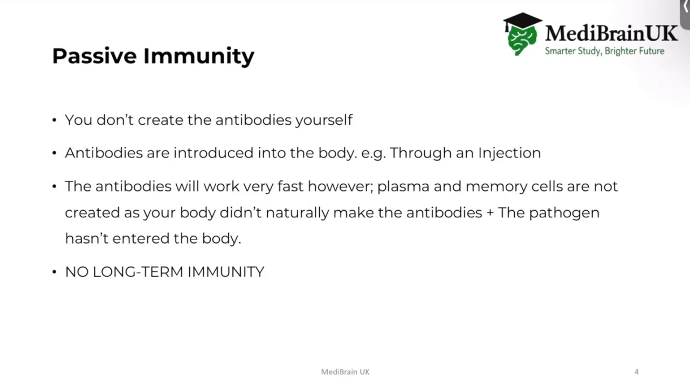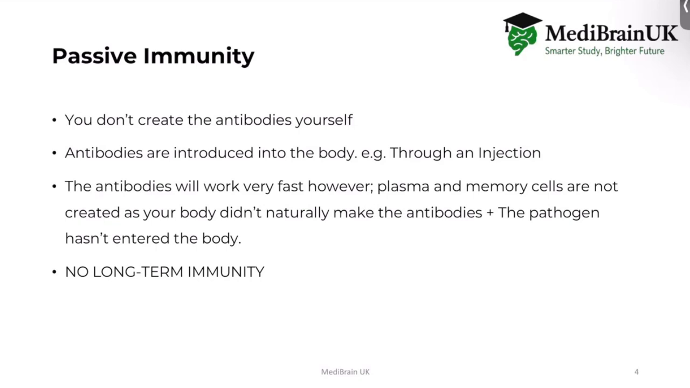Okay, and with passive immunity, no long-term immunity is formed because you haven't physically produced the antibodies yourself. Your body hasn't worked to recognize the antigen, and therefore the antibodies haven't been produced, which means that in the future, that same thing can infect you again. So that's what you have in terms of passive immunity. You don't create the antibodies yourself. Okay, they are just passed into your body. That's a way that you can remember passive immunity. The antibodies are just passed into your body.